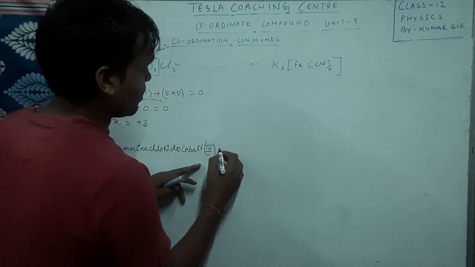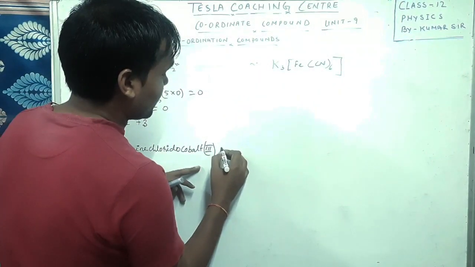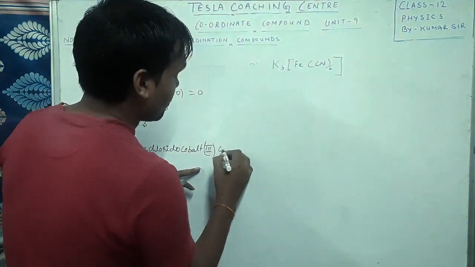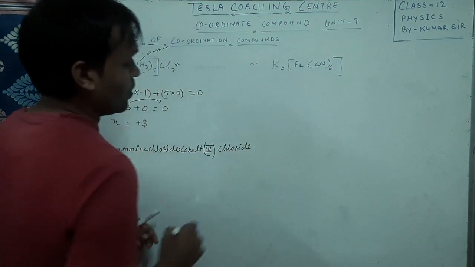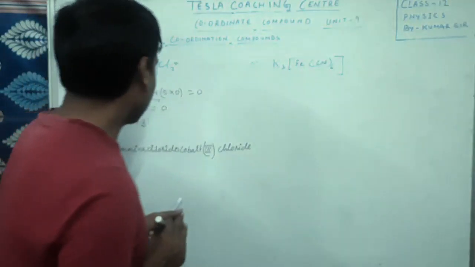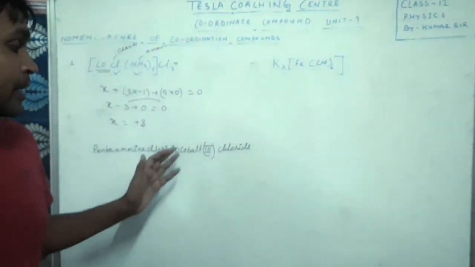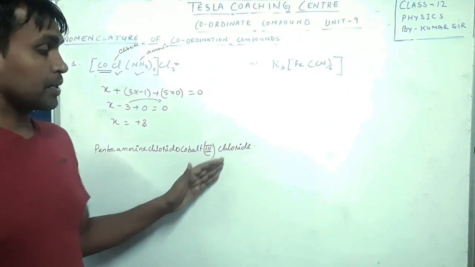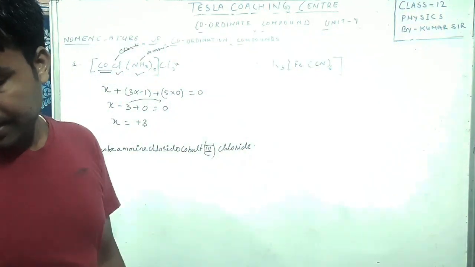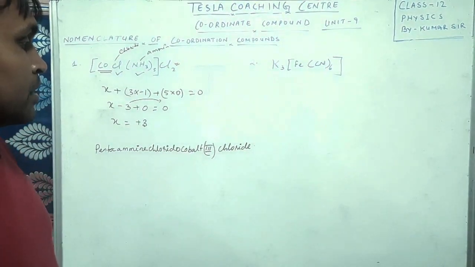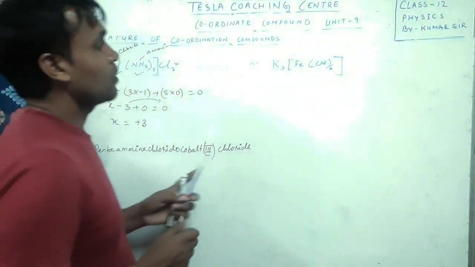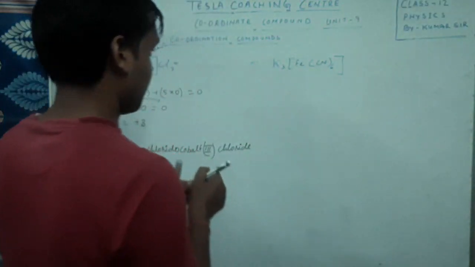And this has 2 chlorine, right? So you will be writing chloride. So what is the name of this compound? Pentaammine chlorido cobalt(III) chloride. That is the name of this compound. Okay, got it, students?